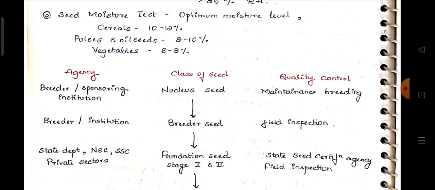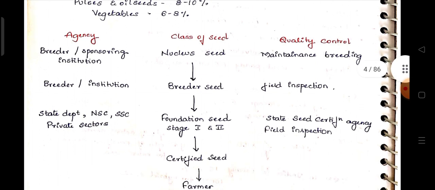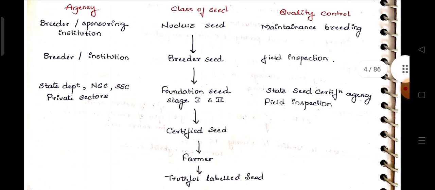Coming to the quality control and agency for different classes of seeds: for nucleus seed, the breeder or sponsoring institute will be the nodal agency, and quality control is through maintenance breeding. For breeder seed, the breeder or institution is the responsible agency, and field inspections are done for quality control. For foundation seed stage 1 and stage 2, the state department, NSC, SSC, private sectors and universities act as agencies, and the state seed certification agency and field inspectors play an important role in quality control.